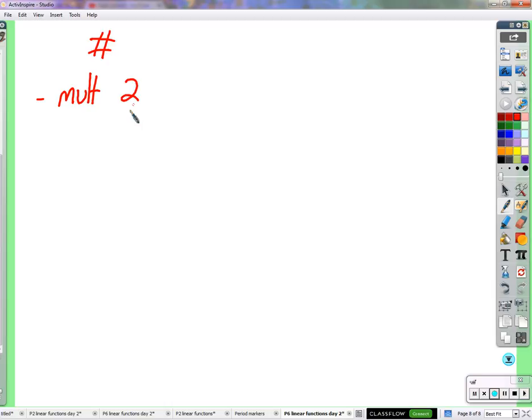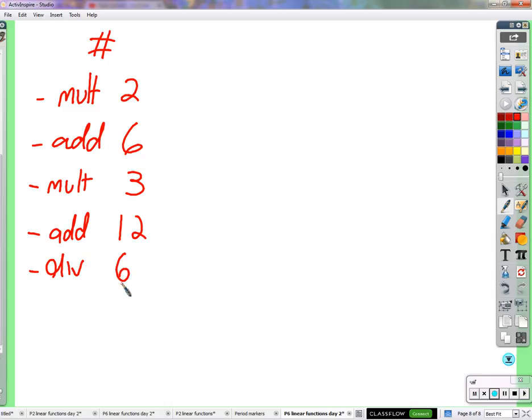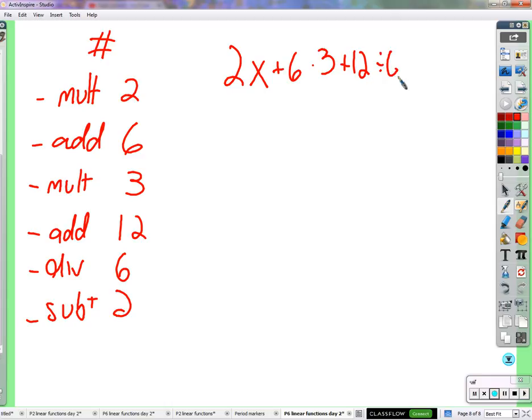Multiply by 2. Add 6. Multiply by 3. Add 12. Divide by 6. Subtract 2. Write the algebraic expression using variables, using parentheses as needed, and simplify. So we're going to take a number x, multiply by 2, add 6, multiply by 3, add 12, divide by 6, and minus 2.